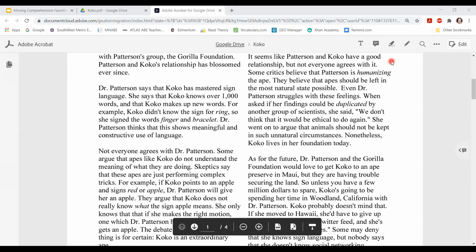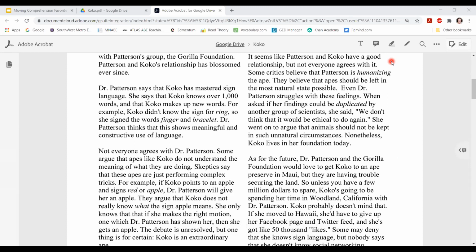It seems like Patterson and Coco have a good relationship, but not everyone agrees with it. Some critics believe that Patterson is humanizing the ape. They believe that apes should be left in the most natural state possible. Even Dr. Patterson struggles with these feelings.